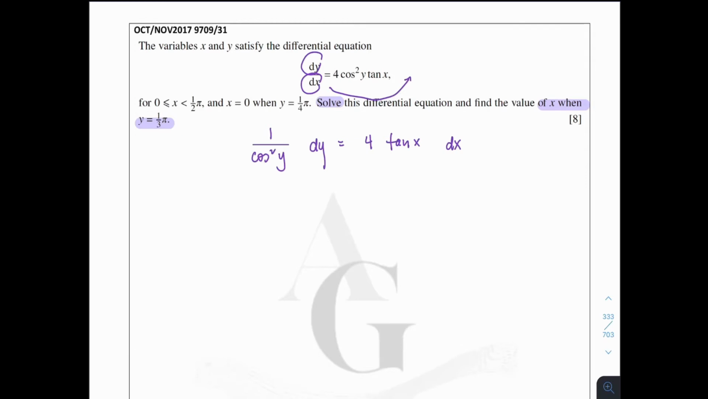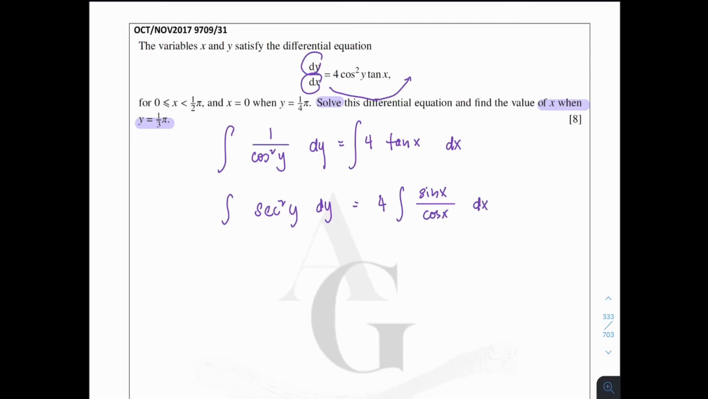Second step is to integrate both sides. Let's have a look at the left hand side. How to integrate 1 over cos square y? We are supposed to change the 1 over cos square y into secant square y. And for the right hand side, you can actually take out the constant 4. And how to integrate tangent x? You're supposed to split the tangent x into sine x over cos x. Alright, so now we can start to do the integration.